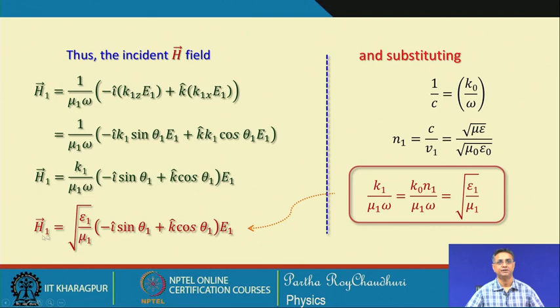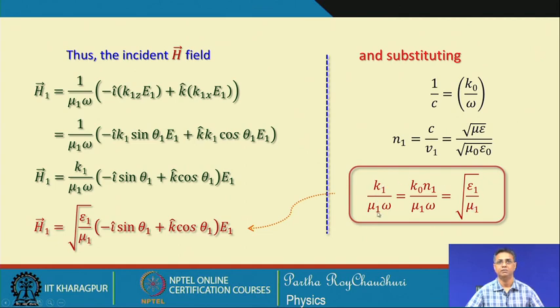So, we can write in this compact form epsilon naught by mu 1 under root of that into minus i sin theta 1 plus k cosine theta 1 into the incident electric field amplitude. And this relation E 1 by epsilon naught has come from this equation. We have seen it previously also.